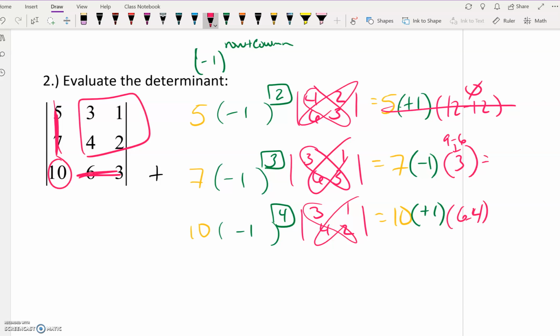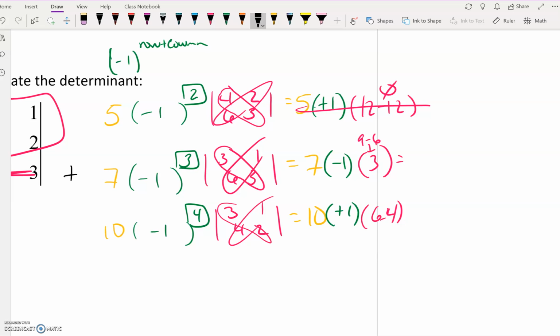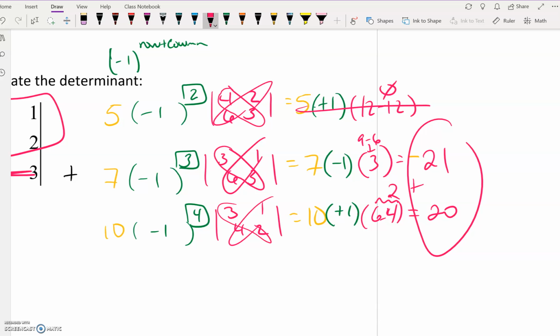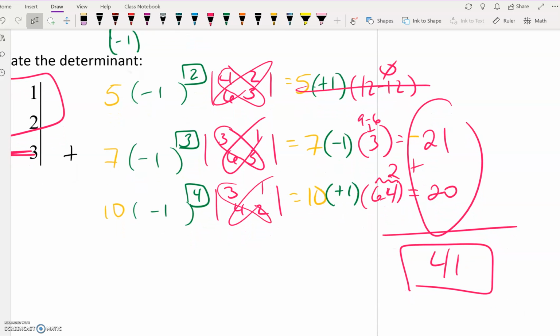Okay, so the final work that's going to actually end up coming out of this is going to be a 7. I'll make it maybe a -7 just to streamline the process. Times a 3. Right, so that's going to be a -21. This one, 6 minus 4, that's going to be a 2. Right, 2 times 1 times 10, it's going to be 20. If we want to add these two guys, it's going to be a 41. That is our final answer for our determinant.